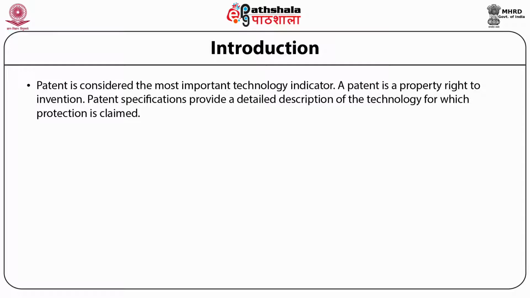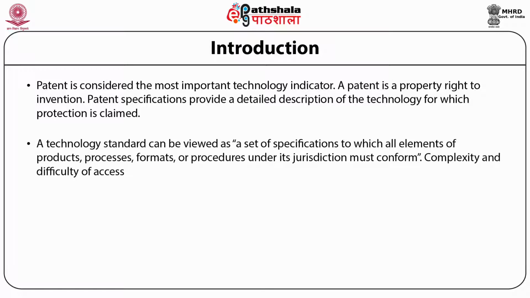Patent specification provides a detailed description of the technology for which protection is claimed. Later I will show you also what is a patent specification. The other technological indicators are standards, design, and trademark. A technology standard can be viewed as a set of specifications to which all elements of product, process, formats, or procedure under its jurisdiction must conform.